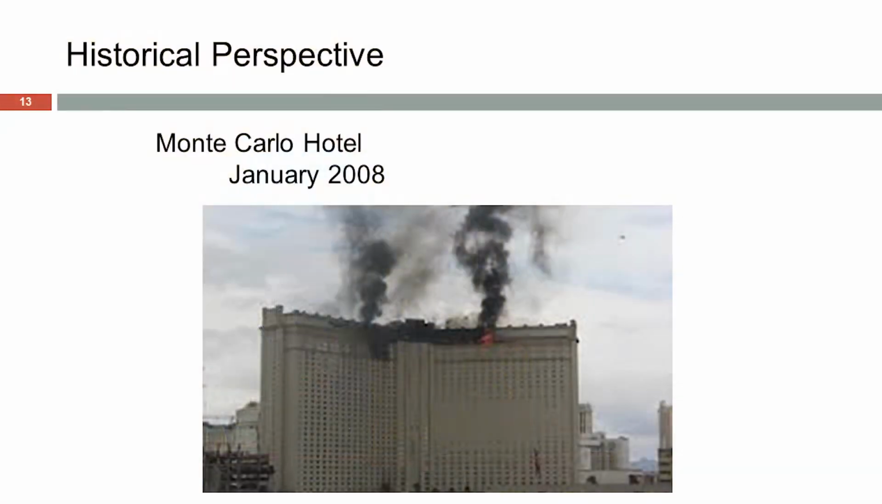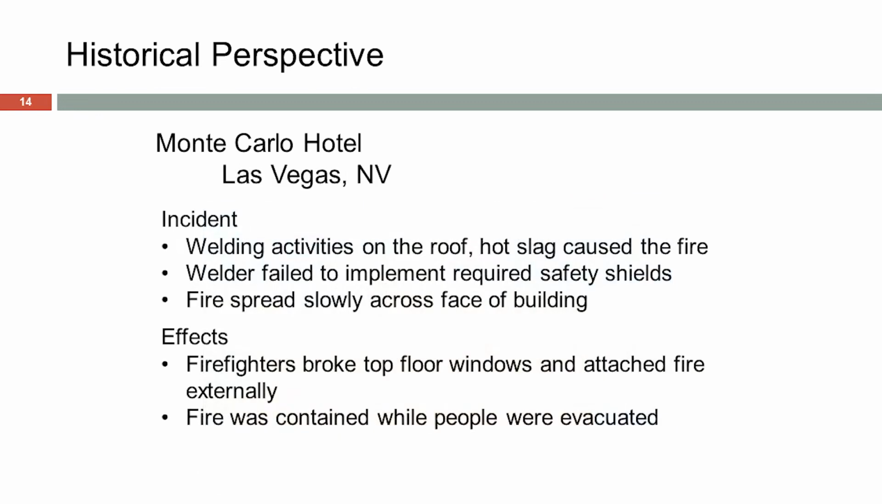Monte Carlo, here's a success story. Imagine driving down the Las Vegas Strip and you look up and you see fire on the roof. That's what happened. That's how the fire was turned in. Somebody drove by and saw it. There was a welder up there on the roof. He didn't protect his work area properly. Slag caused a fire, but they had an interesting concept.